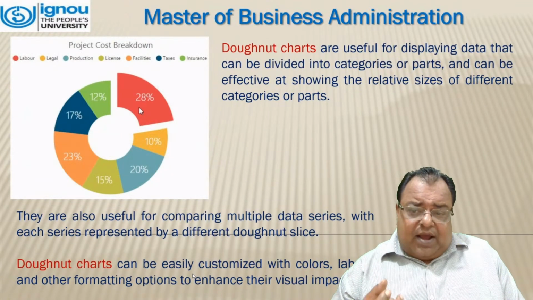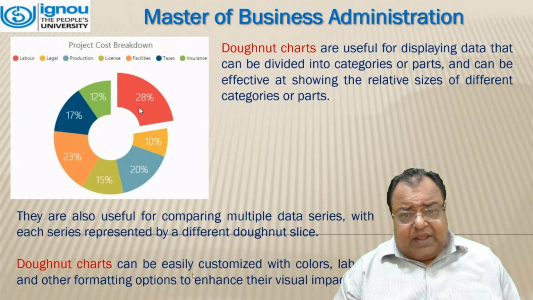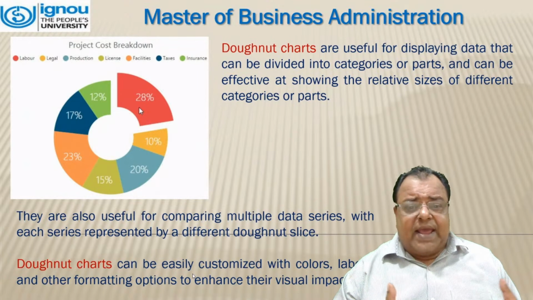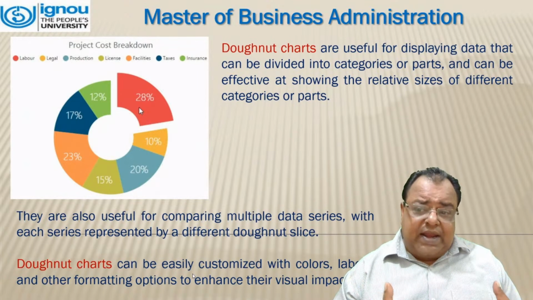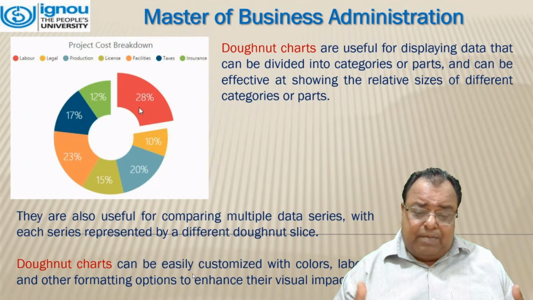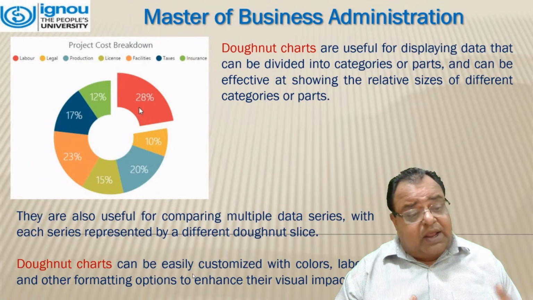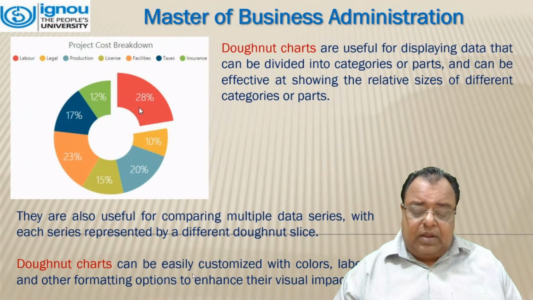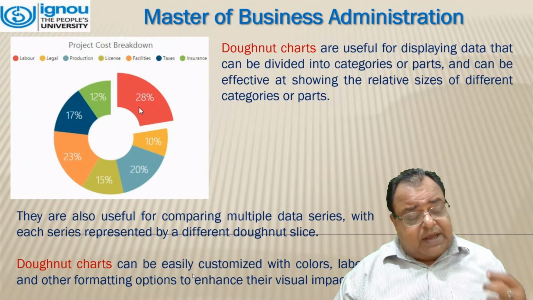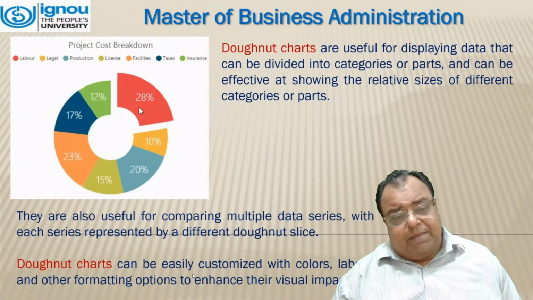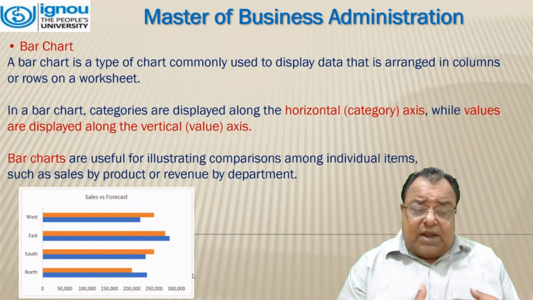Doughnut charts are useful for displaying data that can be divided into categories or parts and can be effective at showing the relative size of different categories or parts. They are also useful for comparing multiple data series, with each represented by a different ring. Doughnut charts can be easily customized with colors, labels, and other formatting options to enhance their visual impact.